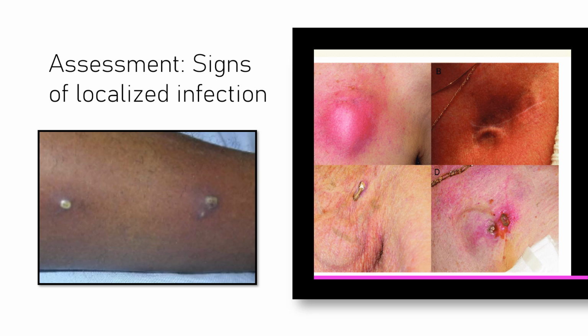Signs and symptoms of a localized infection include localized swelling, redness or erythema, pain or tenderness with palpation and movement, palpable heat in the infected area, and loss of function to a body part, especially if around a joint. Infected open wounds may also exude drainage of various colors.